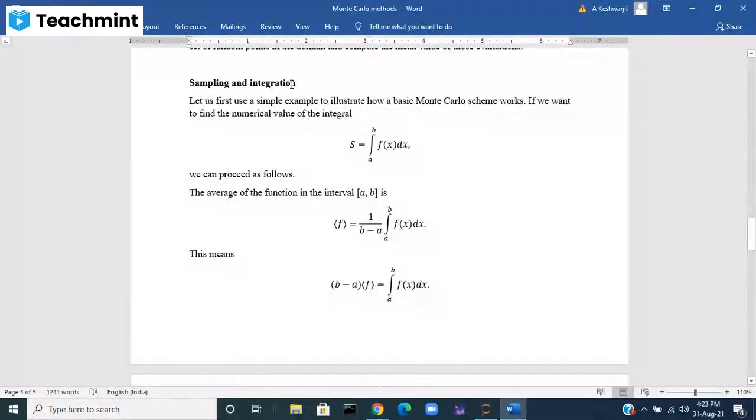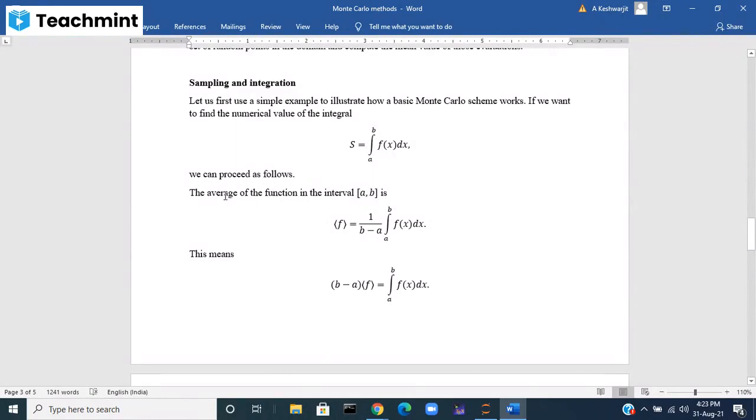Sampling and integration: let us first use a simple example to illustrate how a basic Monte Carlo scheme works. If we want to find the numerical value of the integral S, that is the integral from a to b of f(x) dx, we can proceed as follows. Steps to follow.